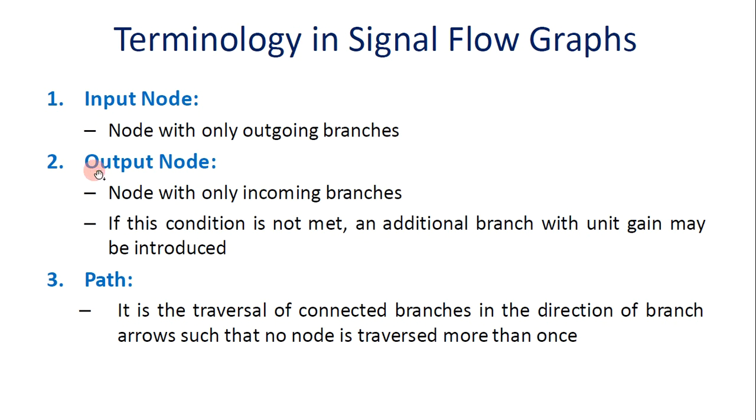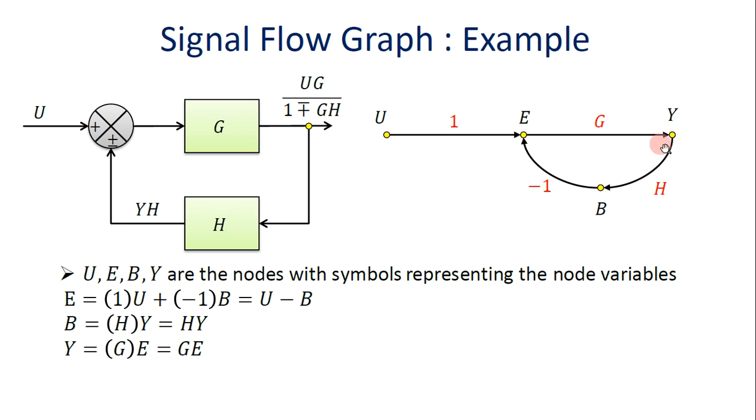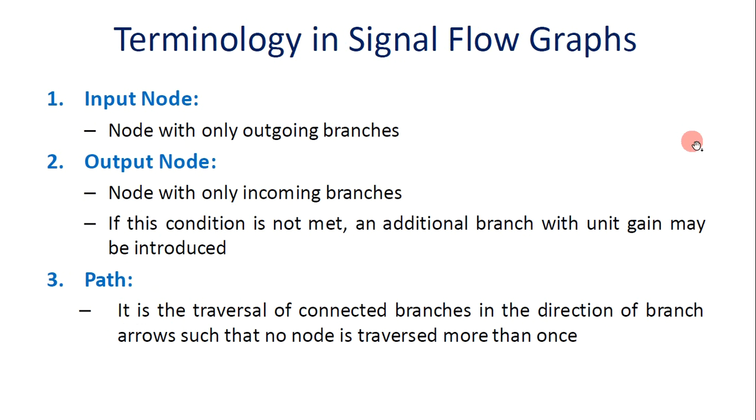The next one is the output node: a node with only incoming branches. If this condition is not met, an additional branch with unity gain may be introduced. Here, in this case, there is no outgoing branch, so from this point we have to add one branch having a gain of unity.